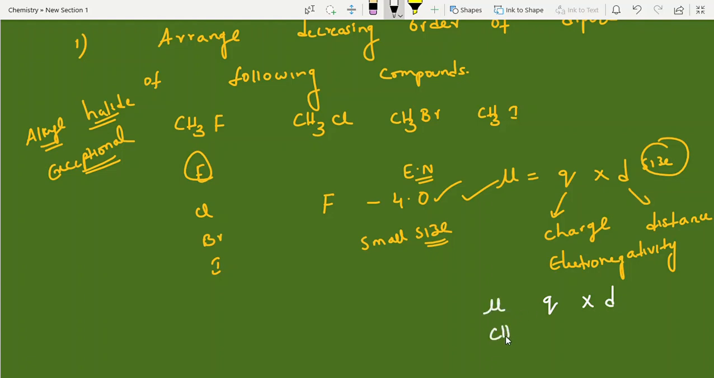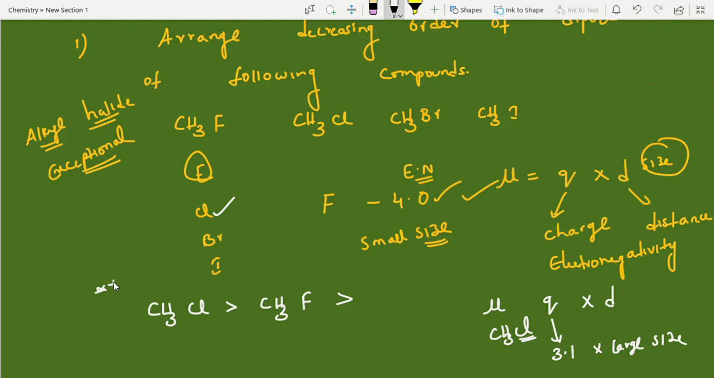Look into this CH3Cl, chlorine's charge, what is this? 3.1. Even distance is also large, because of its large size. As we move down the group, size increases. It is compensating and fulfilling both the factors. That's why methyl chloride finally has more dipole moment. Afterwards, methyl fluoride. This is one of the frequently asked questions. Please note this point down and keep it in mind.